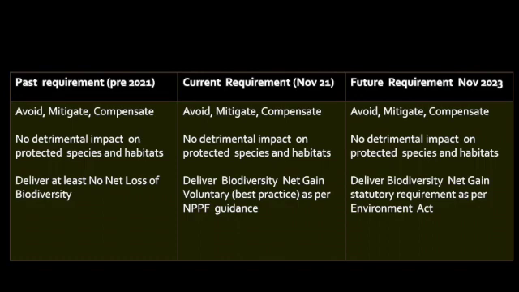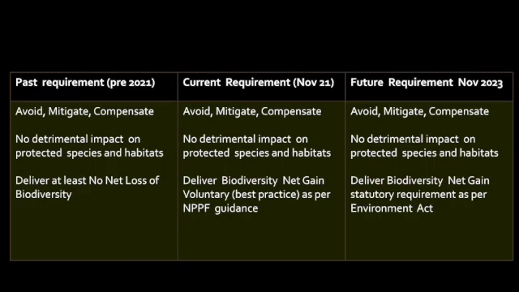So pre-2021, the requirement was to avoid impacts and mitigate for those. So try and take measures where you minimize the impact, and then where there was an impact, compensate for that. So replace habitat. The intention was that there'd be no detrimental impact on protected species and habitats, and to deliver at least no net loss of biodiversity. The current requirement at the moment is, again, avoid, mitigate, compensate. This is a hierarchy of process. Again, no detrimental impact on protected species and habitats.